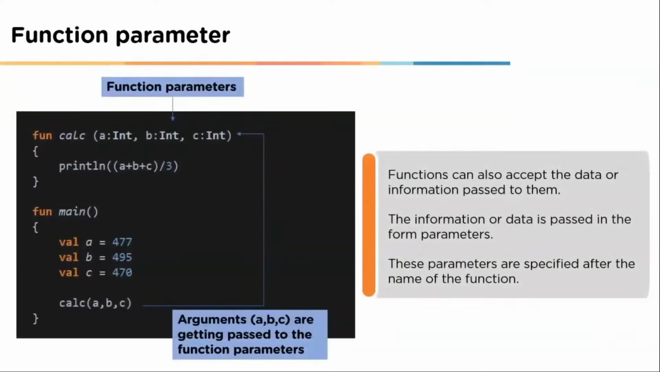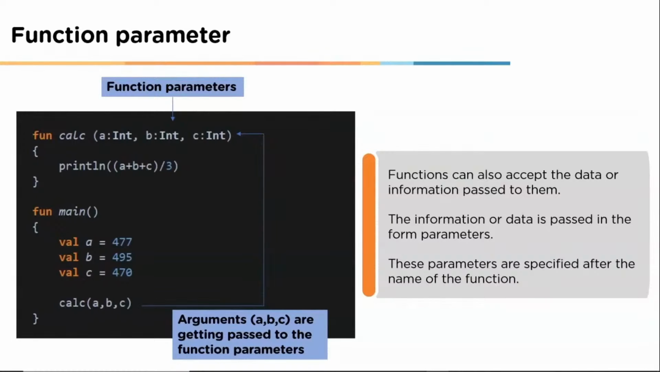Parameters can be defined as the information that is passed to the function. So basically, functions can accept data or information passed to them. This information and data are passed in the form of parameters. After receiving the data, the function can easily use it to calculate or display as per the function definition. The parameters are specified after the name of the function and are mentioned inside parentheses, separated by commas.